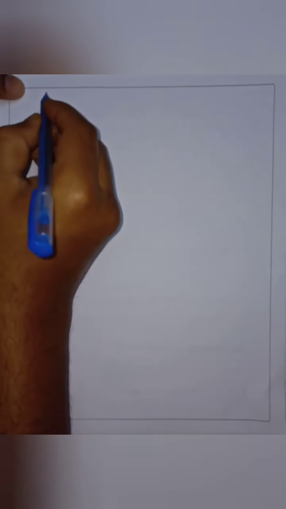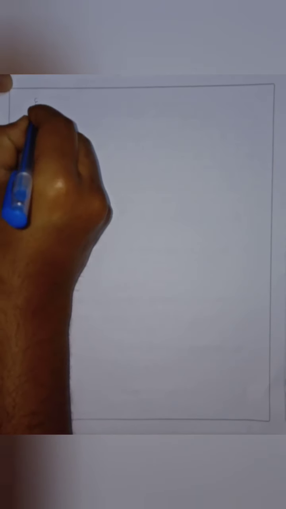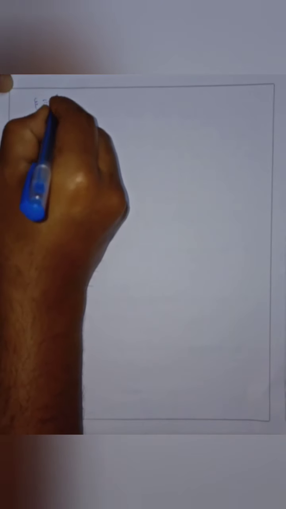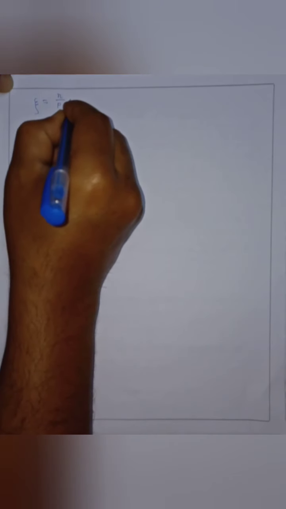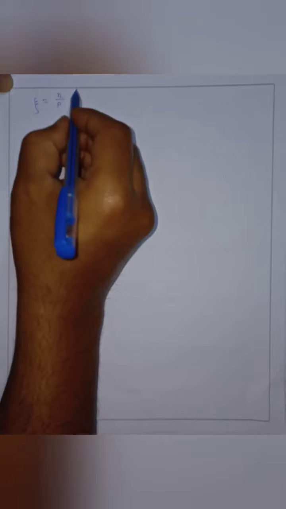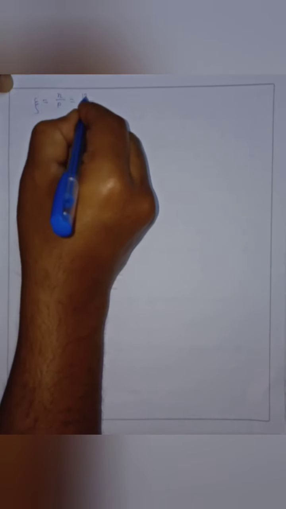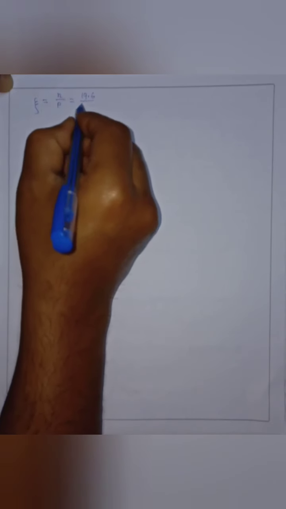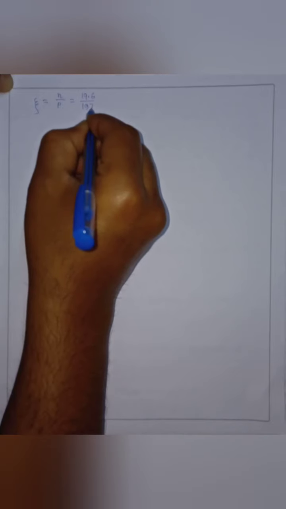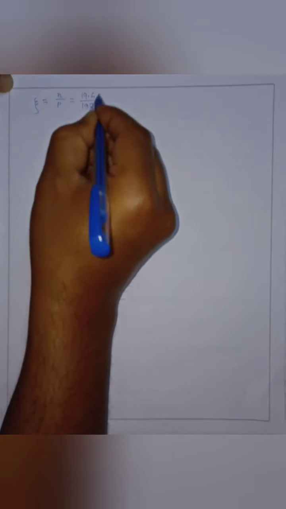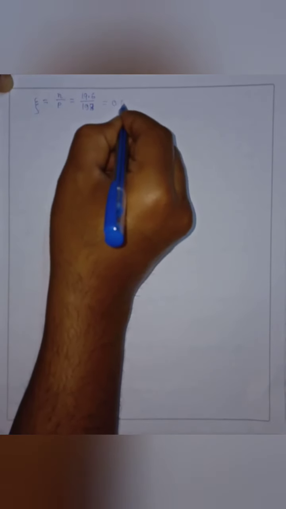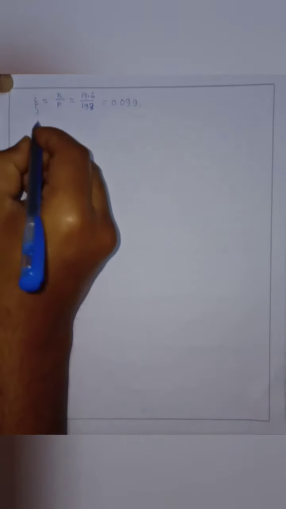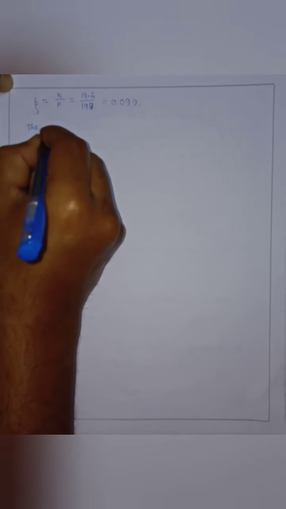This xi will be n by p. So n is equal to how much? This will be 19.6 by 197 or 198, so it will be 0.099.